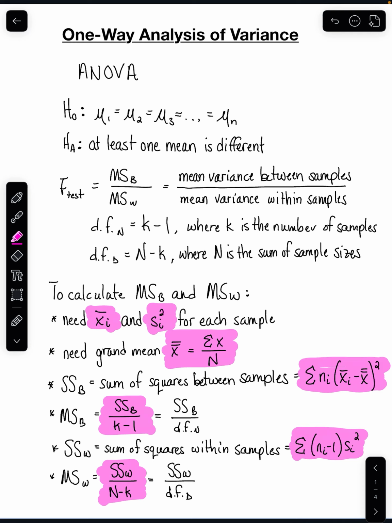This is certainly a great deal of work to do by hand. Analysis of variance is rarely done by hand. It is typically done using some computer program, a spreadsheet, or even your calculator has the capacity to do one-way analysis of variance.